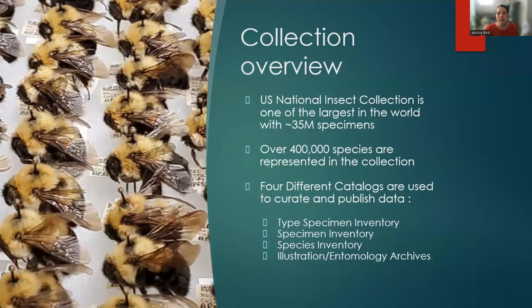First, I want to quickly tell you about our collection. With over 35 million specimens representing over 400,000 species, we are one of the largest entomology collections in the world. The majority of our collection is dried pinned insects, and we also house specimens that are slide mounted, wet, and frozen. Currently, we curate and publish our data in one of four catalogs. We have the type specimen inventory, the specimen inventory, the species inventory, and the illustration and entomology archives.